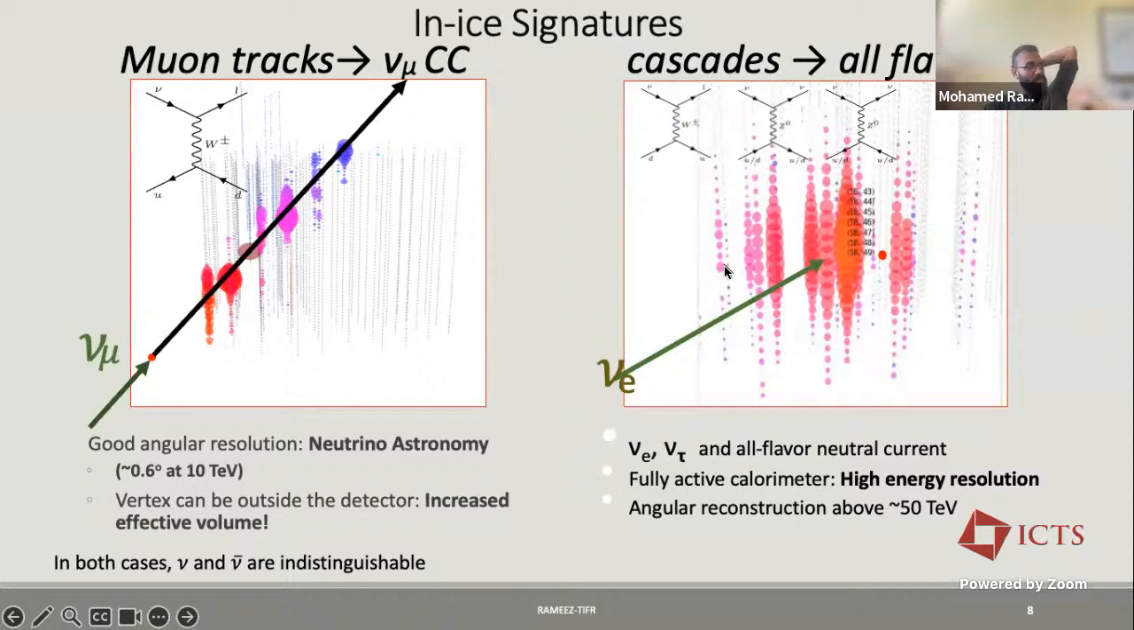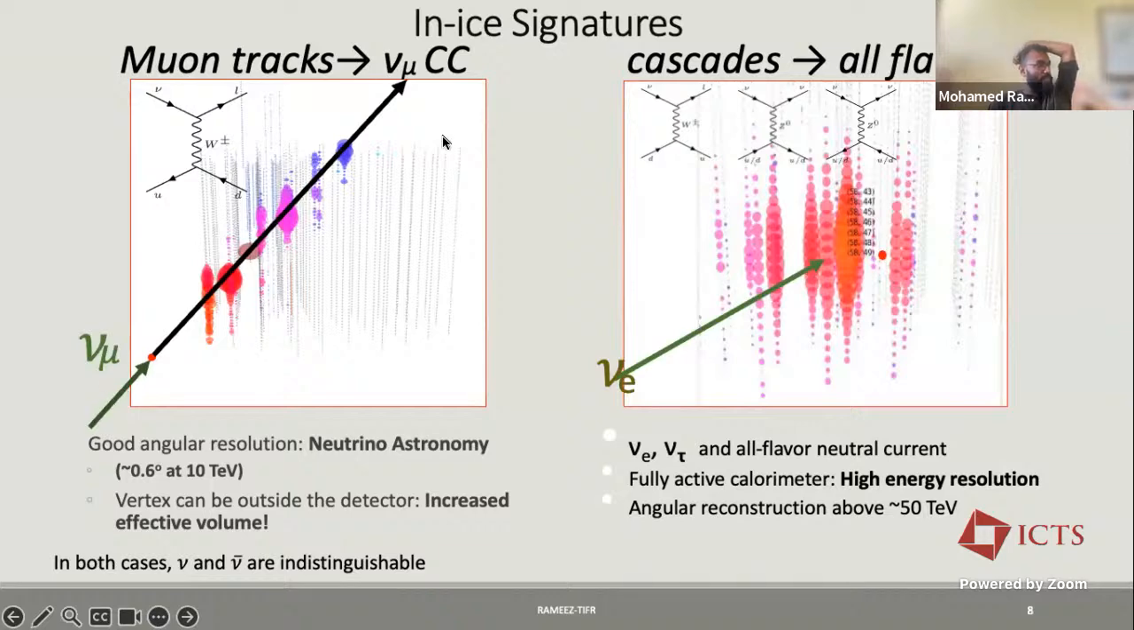If on the other hand, in some of the trigger windows you look at, you will not see a clear track-like signature. You will see a big blob of hits, which originates in either the charged current interactions of electron and tau neutrinos, or the neutral current interactions of all flavors of neutrinos. So these are the two kinds of signatures we see. The vast majority of events seen in IceCube look either like this or like this.